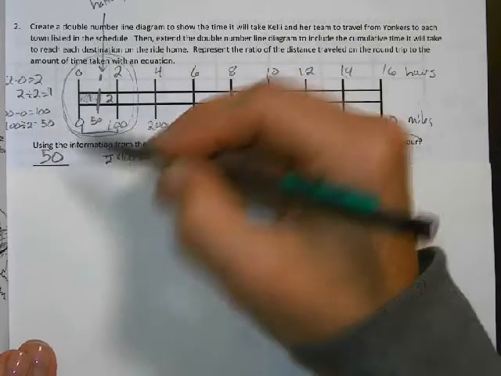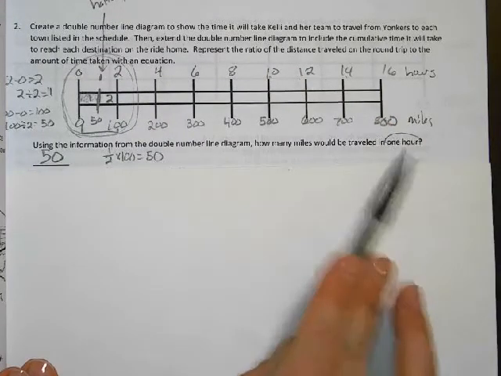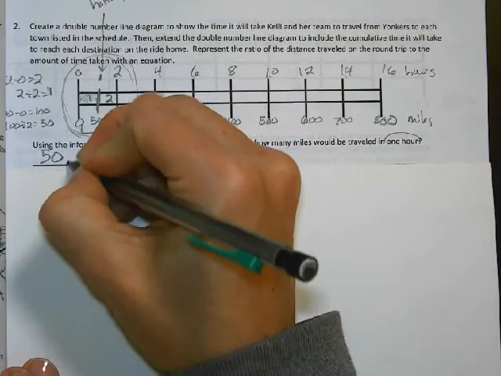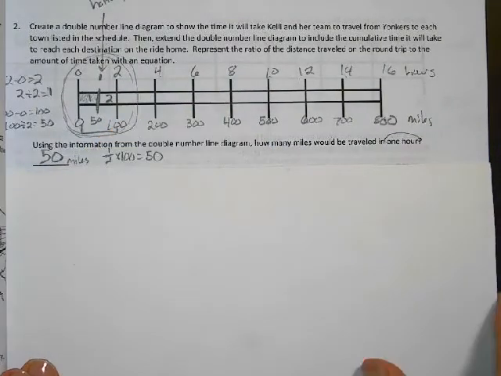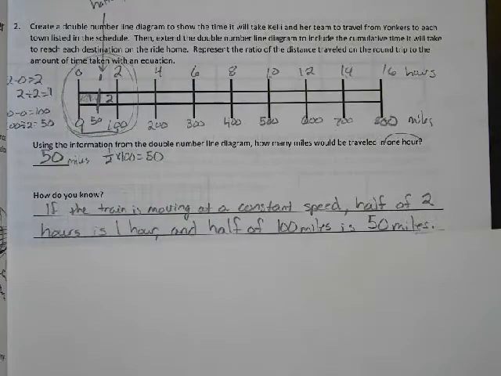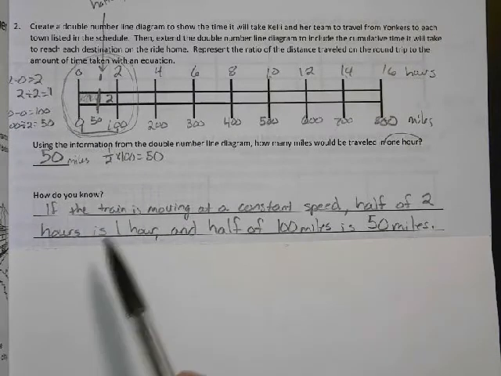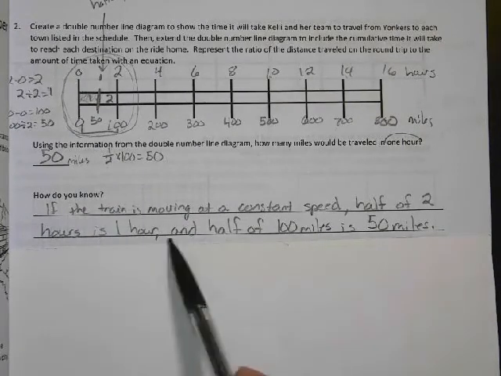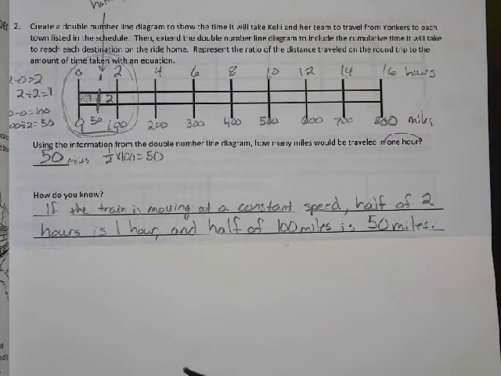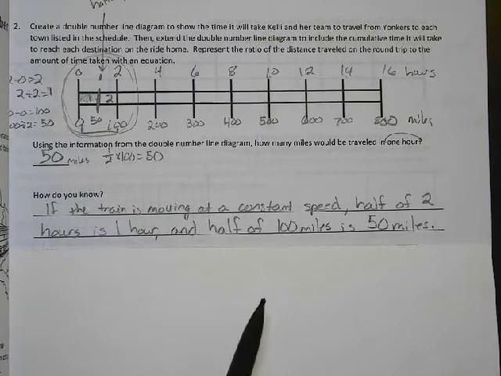Which means I can give the answer to the question. It says, using the information, how far can she go in 1 hour? Well, she can go 50 miles. And then it says, how do you know that? Well, I know that because if the train is moving at a constant speed, half of 2 hours is 1 hour, and half of 100 miles is 50 miles. In equivalent ratios, you have to multiply or divide by the same number for both of them in order to determine what the new ratio would be given whatever information they're asking to find.